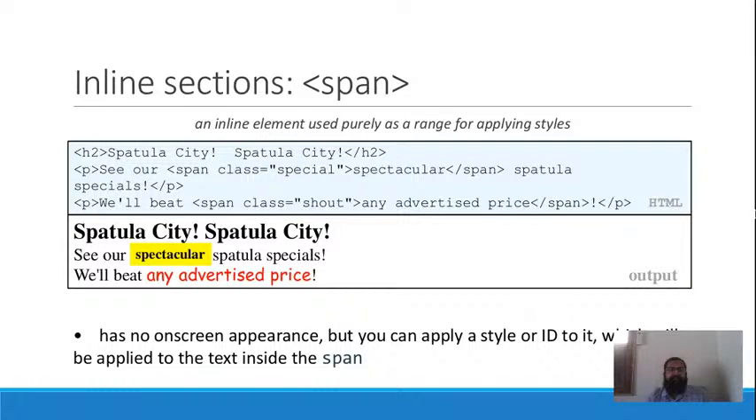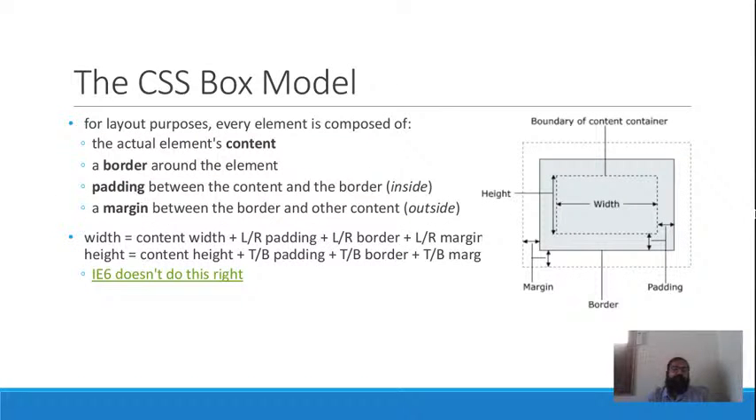So that is the inline sections with span. Then you have something called a box model. This is something that we need to understand with regards to the CSS box model. Whenever we are going to place content in a page, let's say it's an image, or it is a text that we are going to paste, or it's a table that we are going to draw.